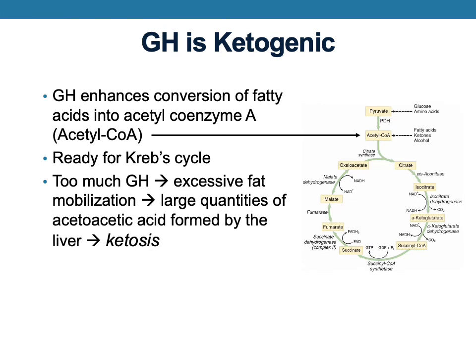Growth hormone is considered ketogenic because it enhances conversions of fatty acids into acetyl coenzyme A, so it's ready for the Krebs cycle in skeletal muscle and adipose tissue. Under normal conditions, with normal amounts of GH release, it's not a problem. However, too much GH can lead to excessive fat mobilization, creating large quantities of acetoacetic acid formed by the liver, leading to ketosis.